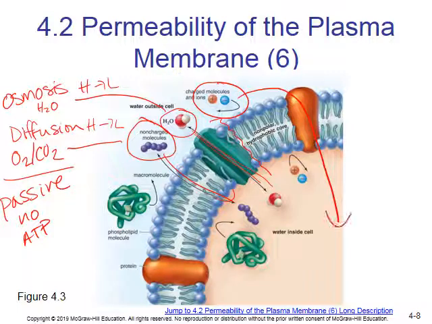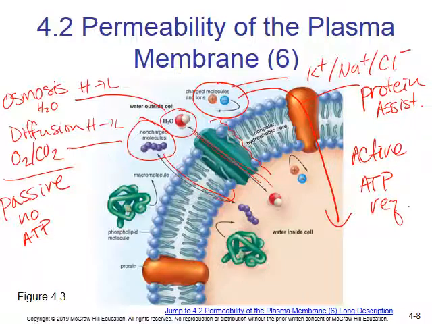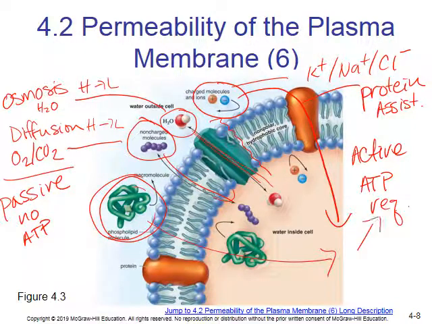in order for it to get inside the cell, this is active, so active transport, so ATP is required, and you need a protein. So you'll hear me call it protein-assisted active transport. This is for charged. So what would be charged? Sodium, potassium, the chloride.